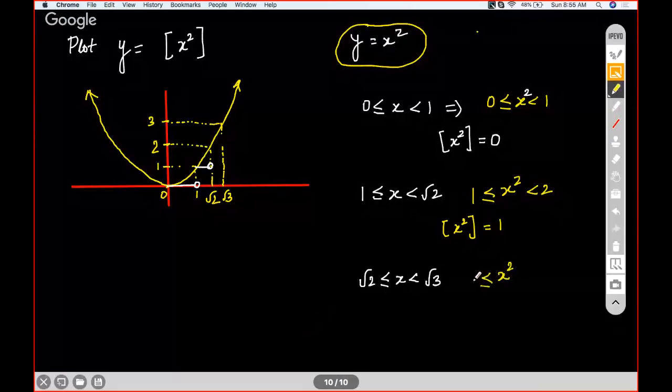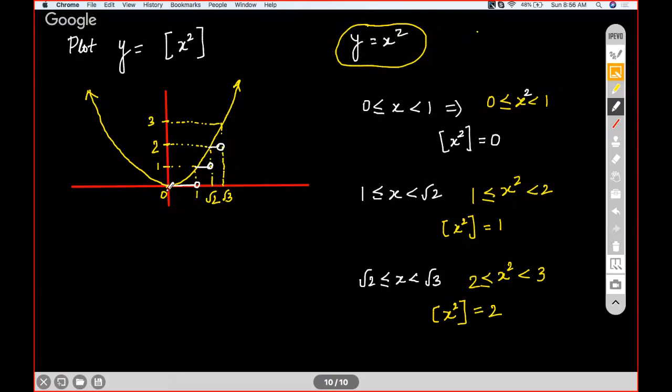Including the 2, not including the smallest value 3. Be careful about the smallest value. So the GIF of x square should be 2. What will happen to this part of the graph? It will fall on 2, and this whole part on 3. Are you getting this?